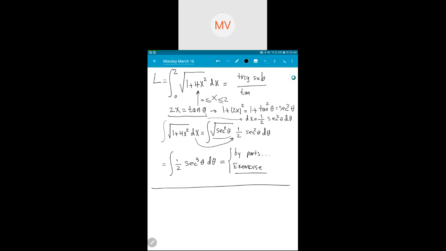All right, let's do this one. So find the length of x equals root y, right? x equals root y from, let's see, 0 to 4. Okay.